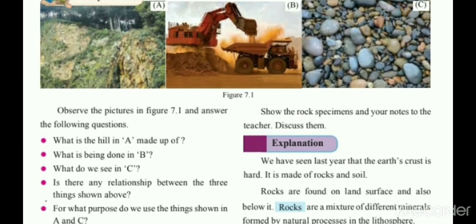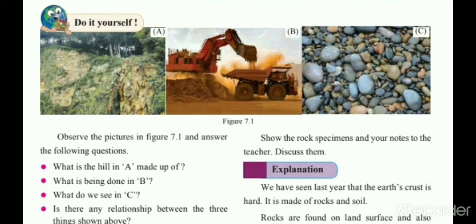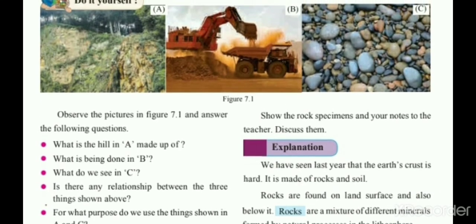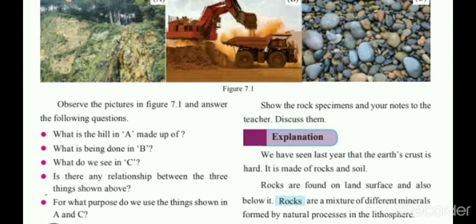See, the three pictures are given here, right? So the first one is a hill. The hill, as you know, is made up of big rocks. And in the second, you can see these rocks are being loaded in a truck. And the third picture shows small pebbles, or small size stones. Here the questions are given according to the pictures. Observe the picture in figure 7.1 and answer the following questions.